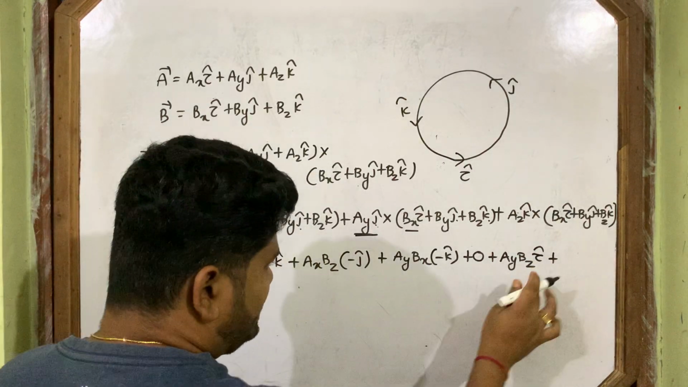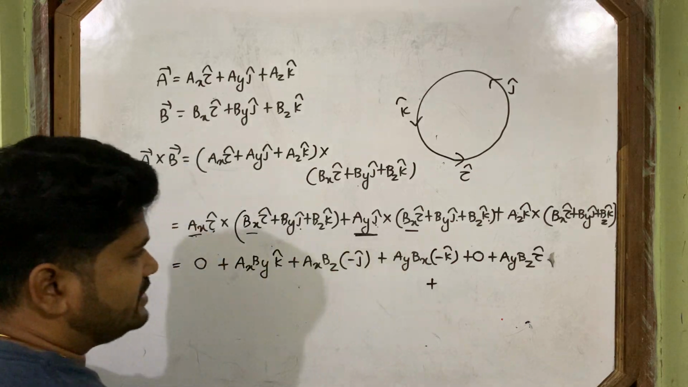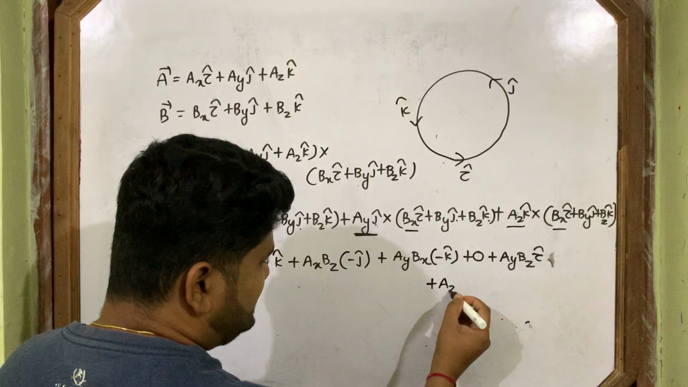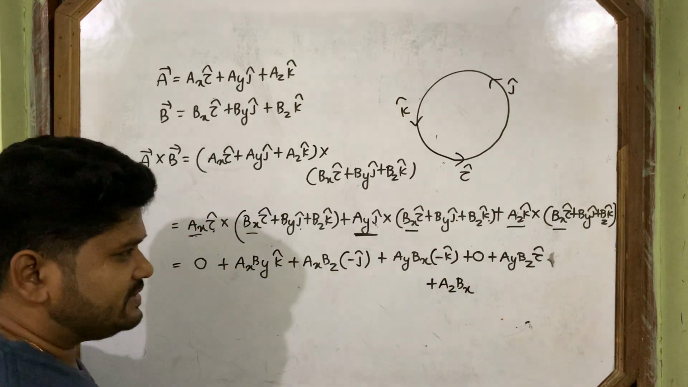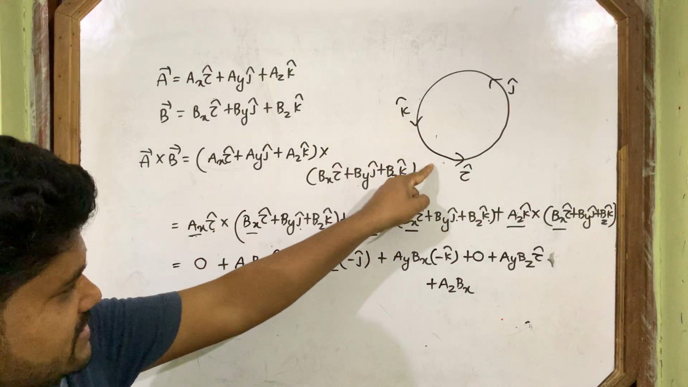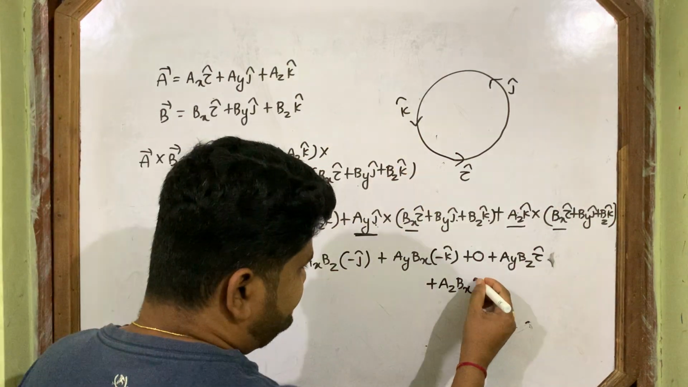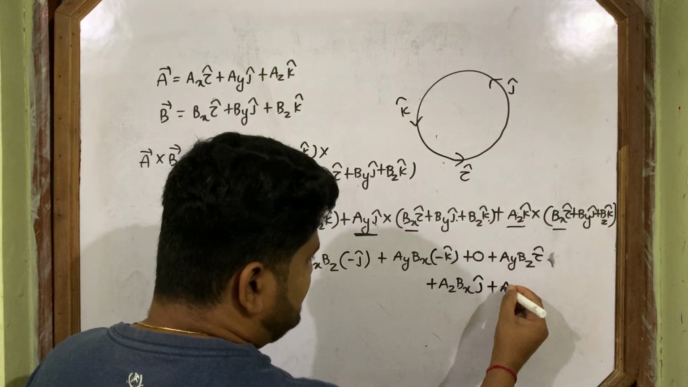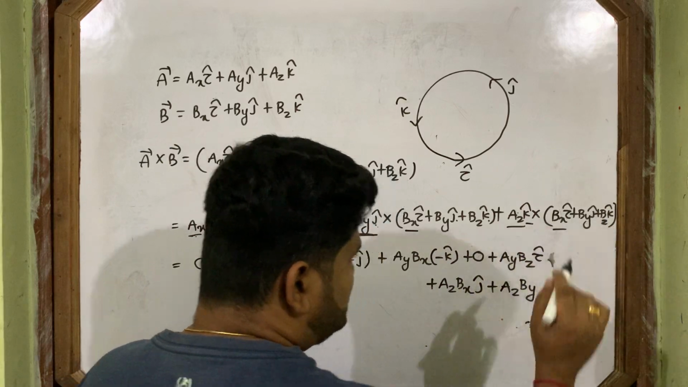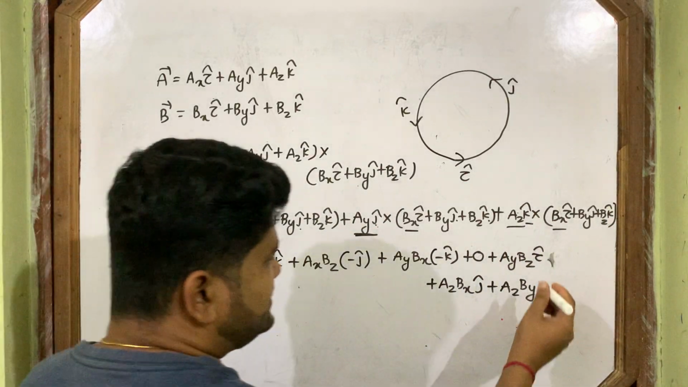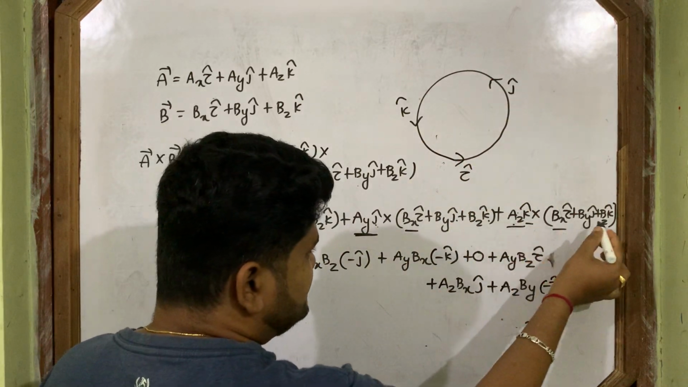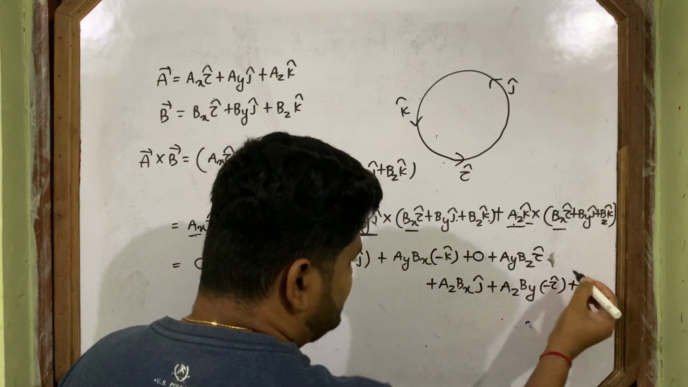Then plus, I am writing here plus, az k cap, bx i cap. So az bx, k cap cross i cap, this is j cap. Then az by, k cap cross j cap, this is minus i cap. And az bz k cap cross k cap, it is 0.